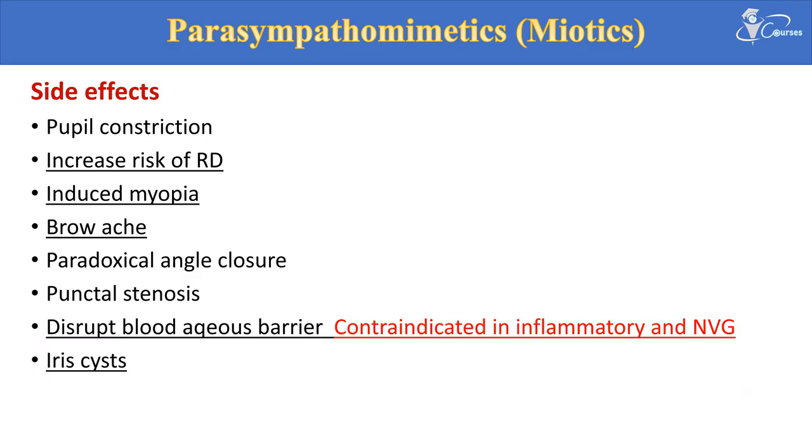Induced myopia, again, because of the accommodation. So parasympathomimetics will cause ciliary muscle contraction. This ciliary muscle contraction will cause accommodation, and this induced myopia will cause brow ache. So the patients will always complain of headache because of the myopic shift.